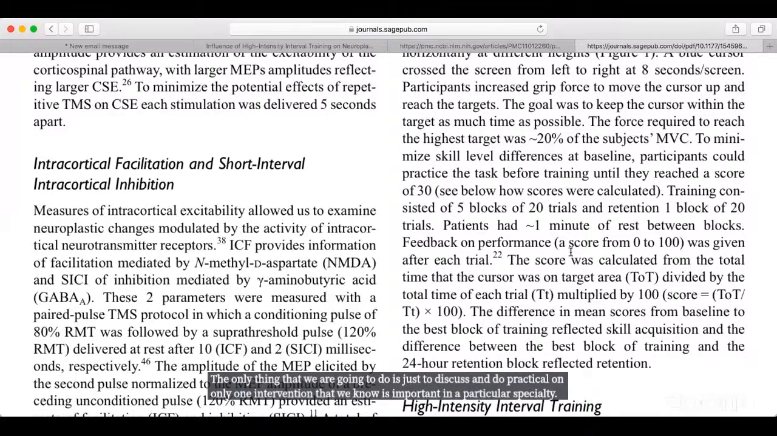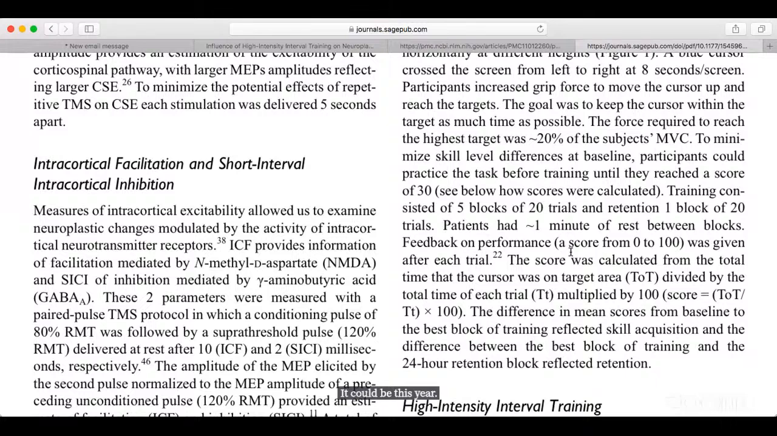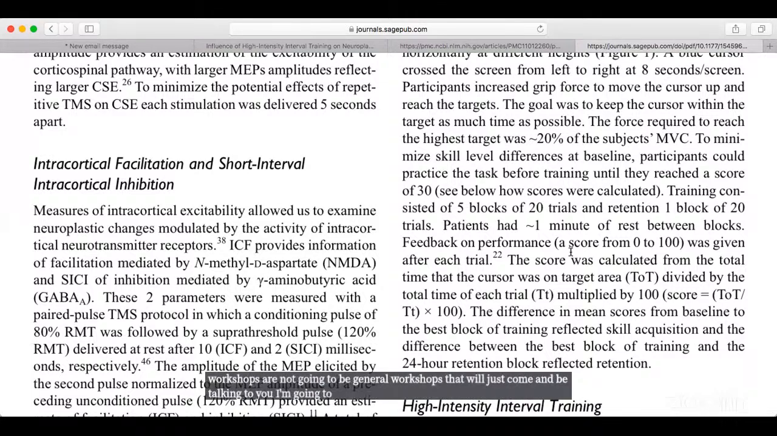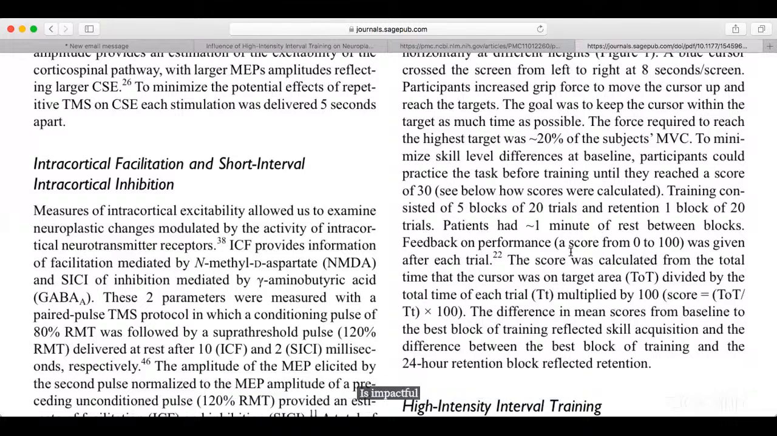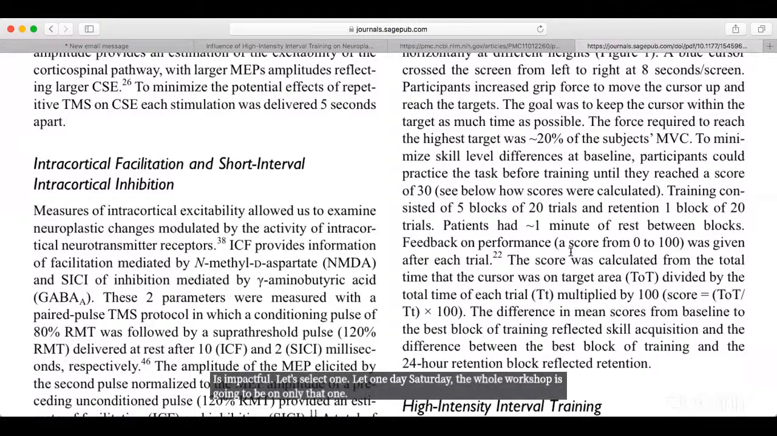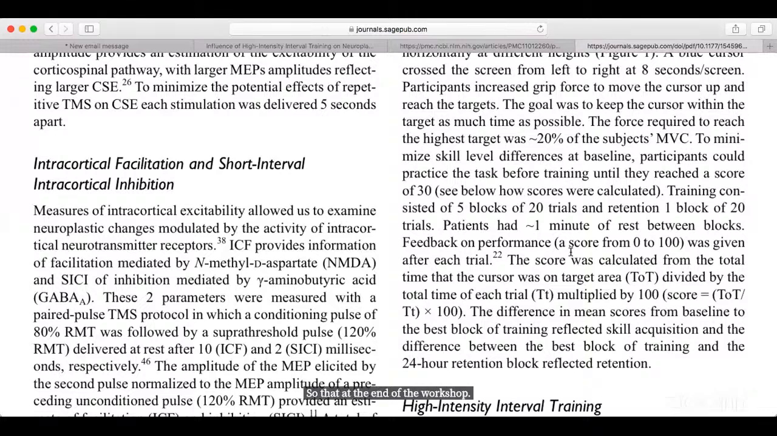It could be this year, additional sessions, it could be next year, that our workshops are not going to be general workshops that will just come and be talking theory, and you'll talk about 20 interventions that none of them is impactful. Let's select one. Let one day, Saturday, the whole workshop be on only that one, so that at the end of the workshop, anyone that goes to clinic can apply that to patients.